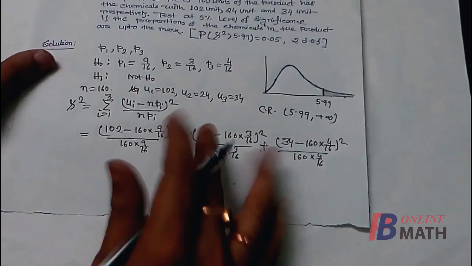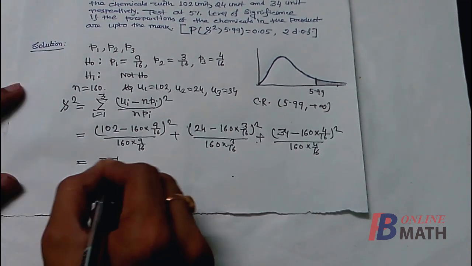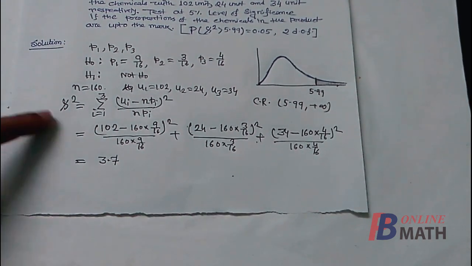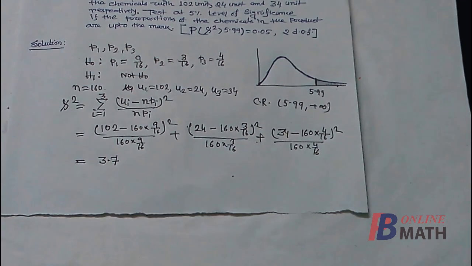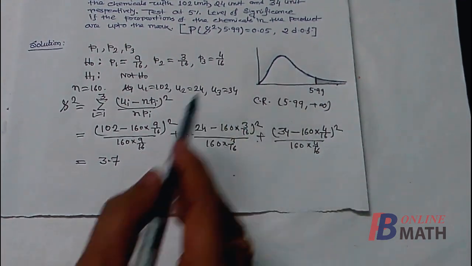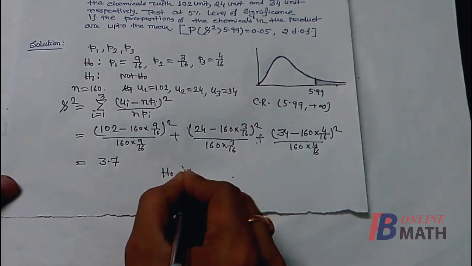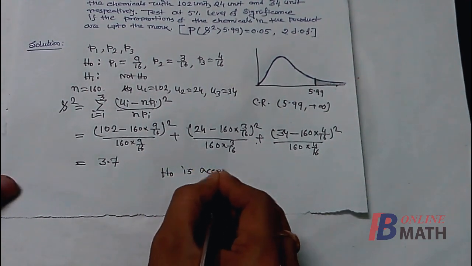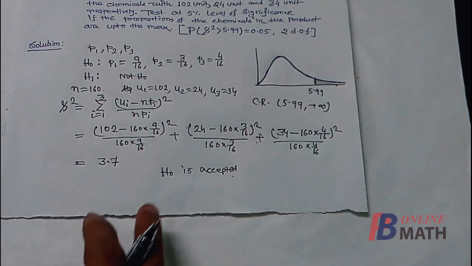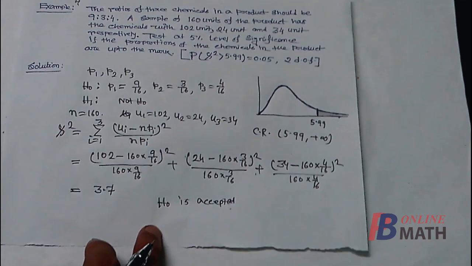So after simplification, this value is 3.7. This is the value of this test statistic, and we find that this value lies in the non-critical region. So we have to accept H0. So H0 is accepted. The hypothesis H0 is accepted at 5% level of significance.